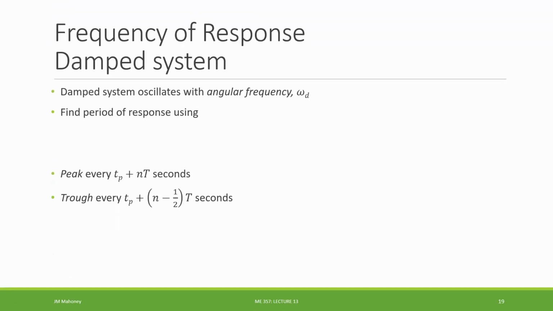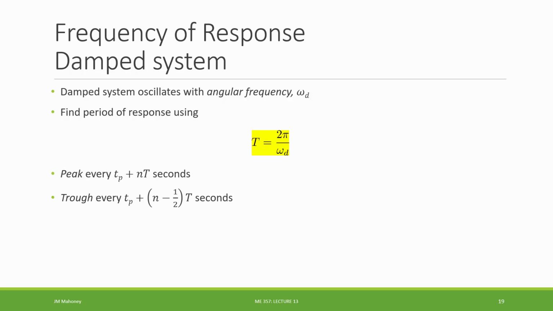All right, so let's see what's the frequency of response in these damped systems. So like I just said, they're going to be oscillating with an angular frequency of omega d. But we can go from our angular frequency to our period of oscillation by just converting between our angular frequency and our period. So the period of oscillation, the time between peaks, the time between valleys, is going to be 2 pi over omega d.